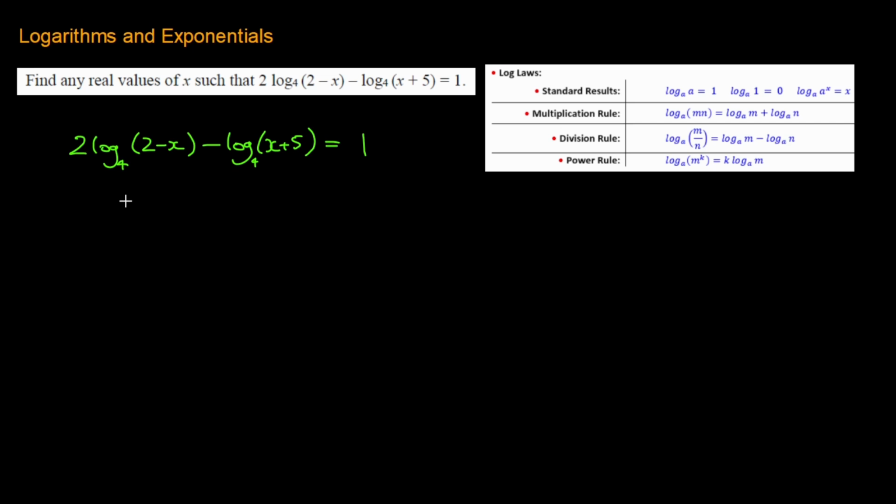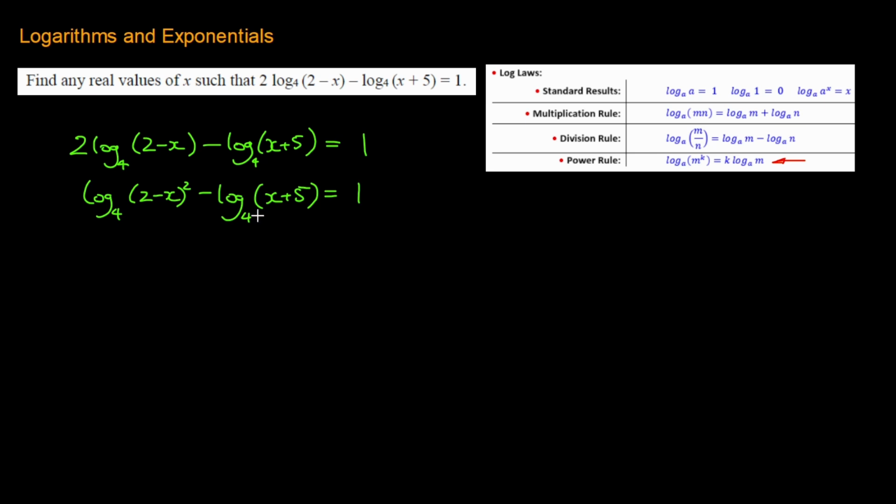First thing to notice is it's all base 4, so we'll be able to merge these two different logs into one single log expression, also to base 4, and then get rid of the logs. So looking at this first term, we can move the multiply by 2, which is sitting out the front here, to become an index of the bracket by using the power rule. So we get log to the base 4 of 2 minus x squared. Now the rest.